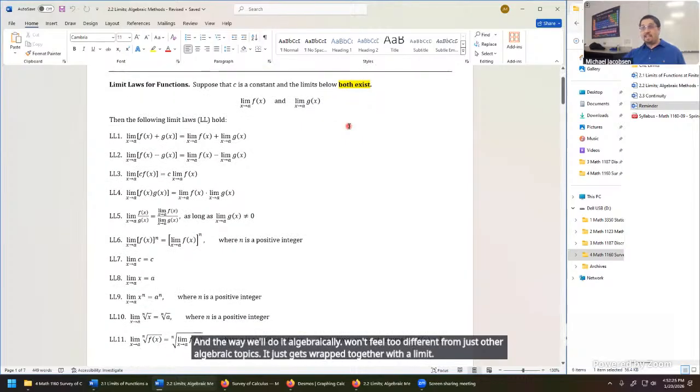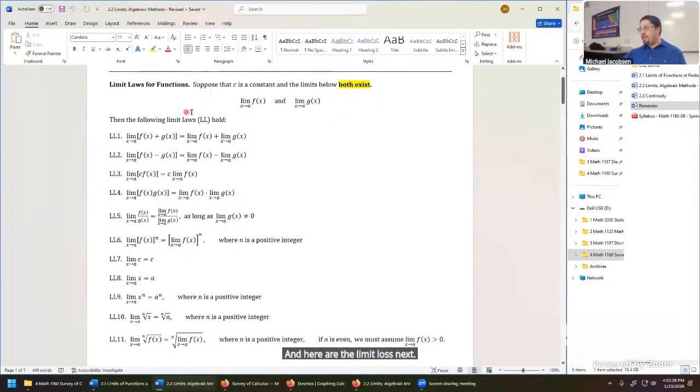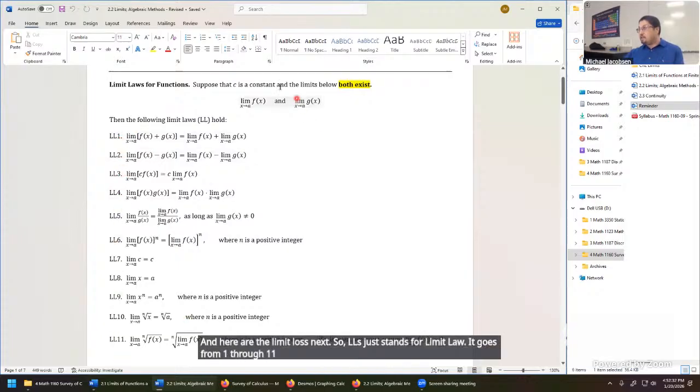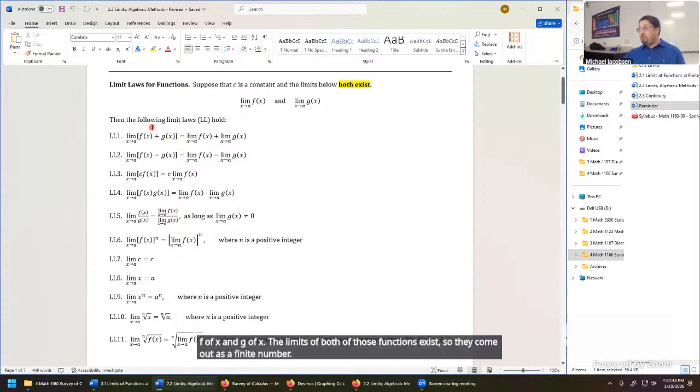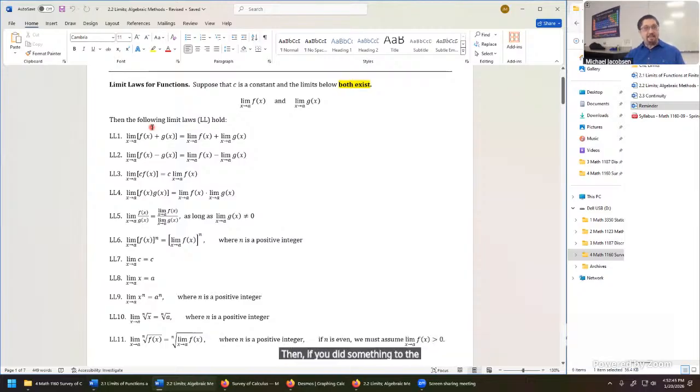And here are the limit laws next. So LL just stands for limit law. It goes from 1 through 11. The idea is we assume we have two different functions, f of x and g of x. The limits of both of those functions exist, so they come out as a finite number. Then if you did something to the functions, just say add them together and take the limit, you can break up that limit. The limit of f of x plus g of x is the limit of f of x plus the limit of g of x.